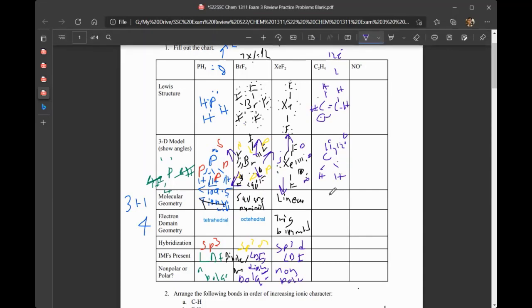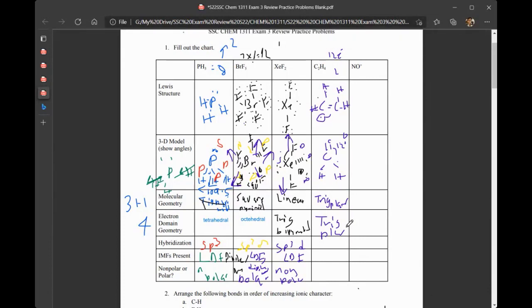Okay. And so both carbons are going to be trigonal planar because that is the electron domain geometry with the 3 electron densities, right? And the electron domain geometry is the same as the molecular geometry because there are no lone pairs, so both of them are going to be trigonal planar. So hybridization, if we just count them, it's going to be sp2.